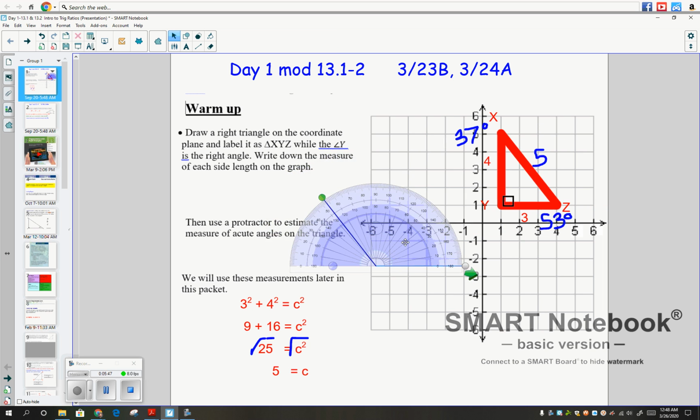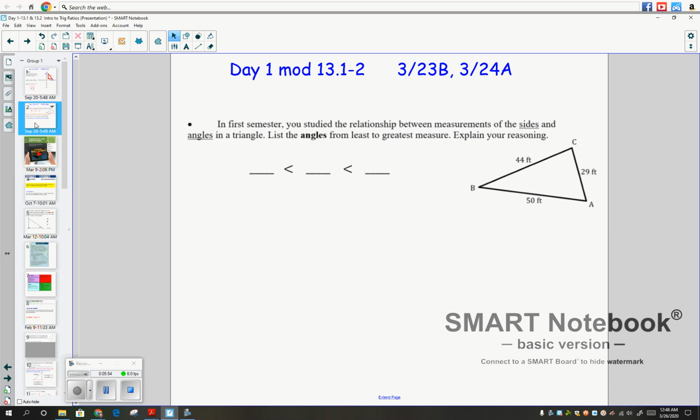We're going to come back to those measurements later on in our notes. Now, one other thing we remember before we proceed here is the relationship between sides and angles in a triangle. How do I know which angle's the biggest angle in this triangle, which angle is the smallest? Well, remember what we said is that the biggest angle in a triangle was always opposite of the largest side. The smallest angle was always opposite of the smallest side.